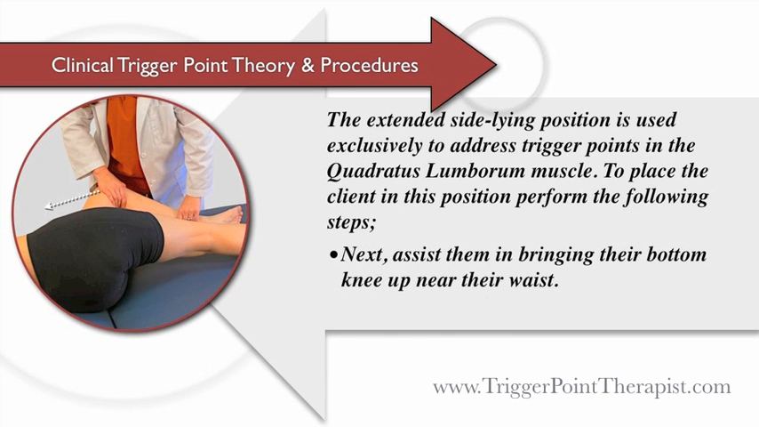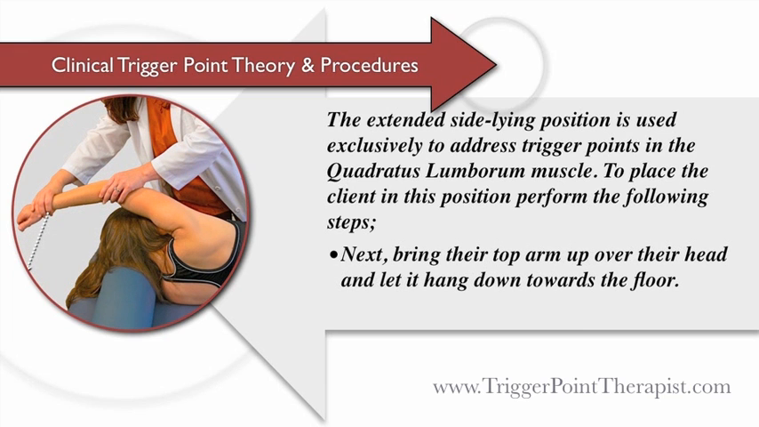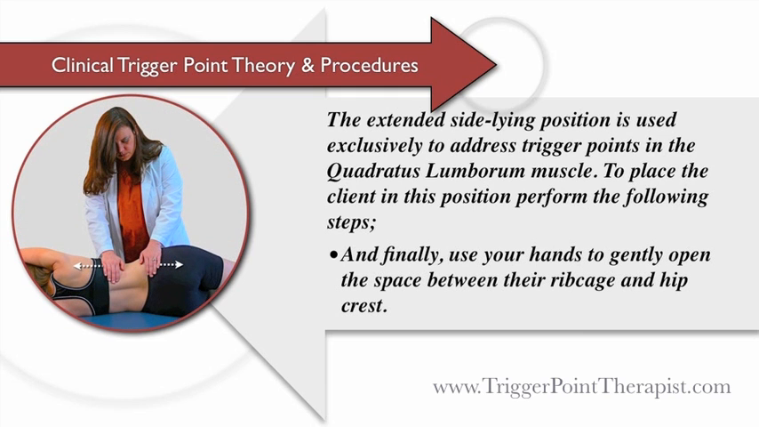Next, assist them in bringing their bottom knee up near their waist. Next, bring their top arm up over their head and let it hang down towards the floor. And finally, use your hands to gently open the space between the rib cage and hip crest.